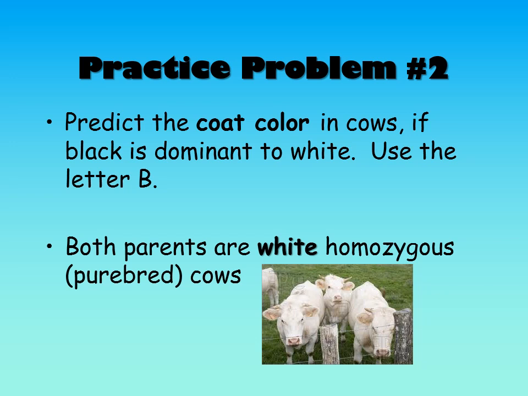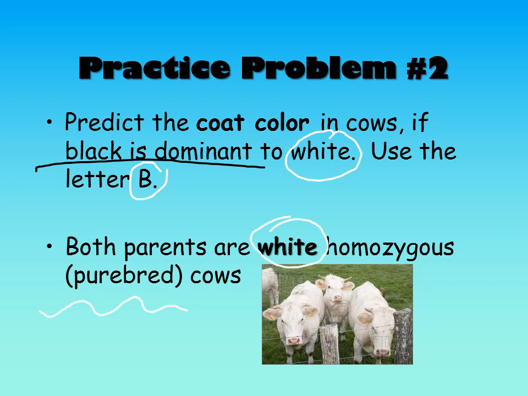Our second practice problem is to predict coat color in cows. And for this problem, we know that black is dominant, white is recessive. We're using letter B. So our parents are both white, homozygous, or purebred cows. So what is their genotype going to be? Pause while you figure this one out. When you're ready, move on to the next slide.